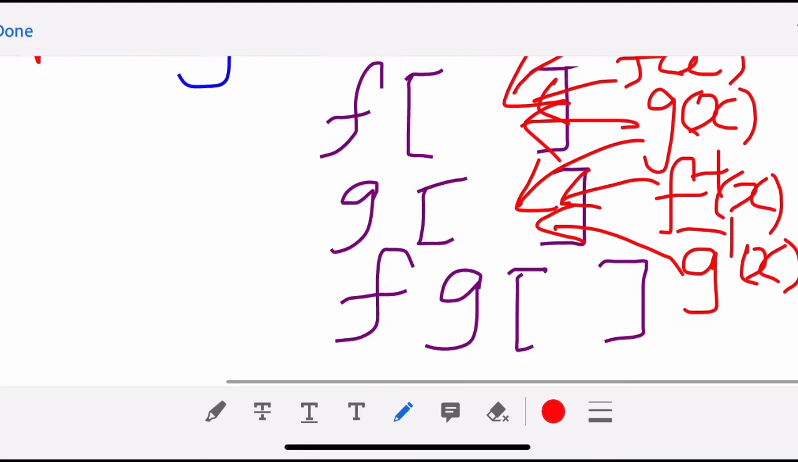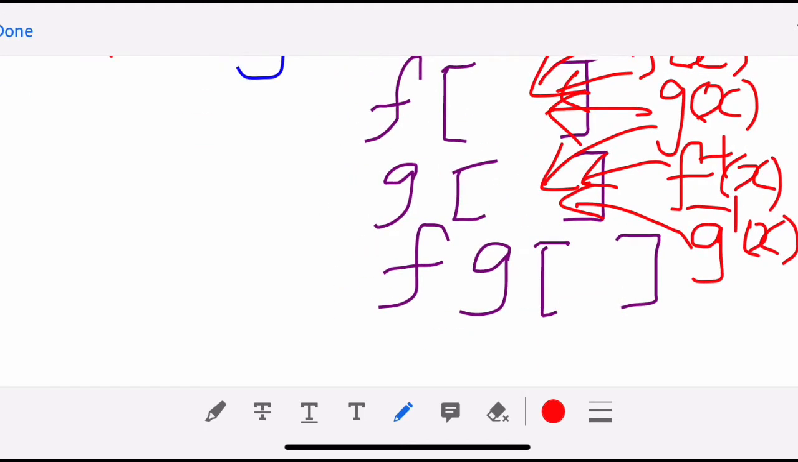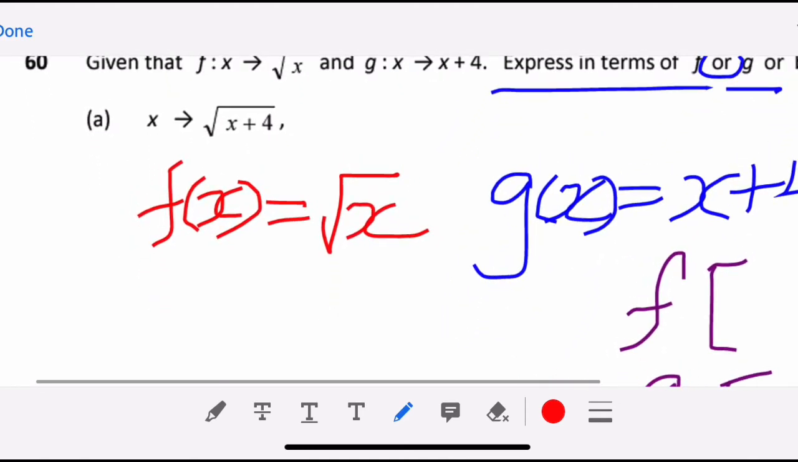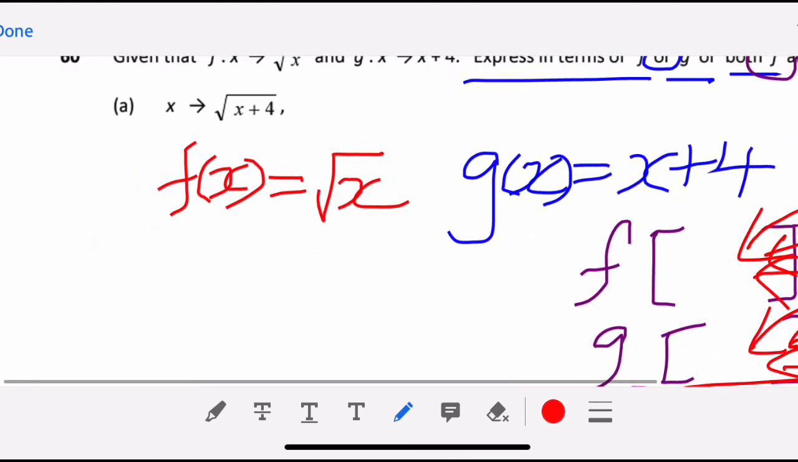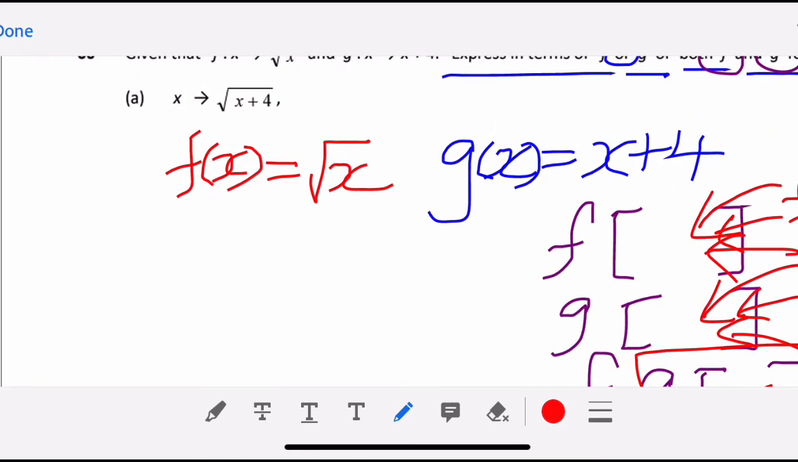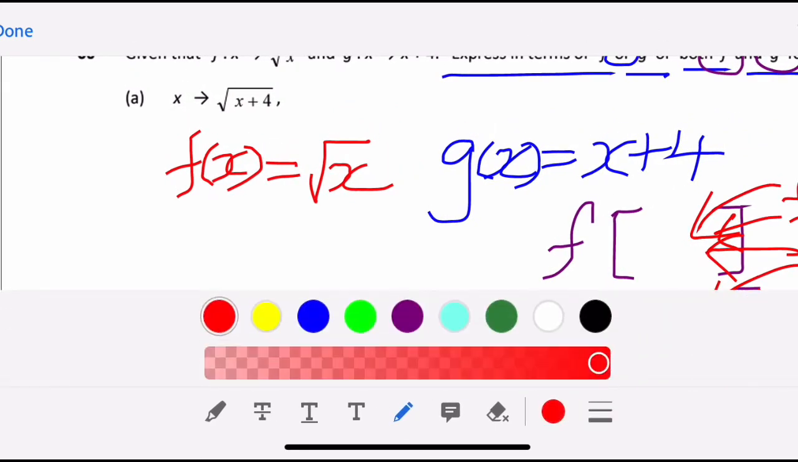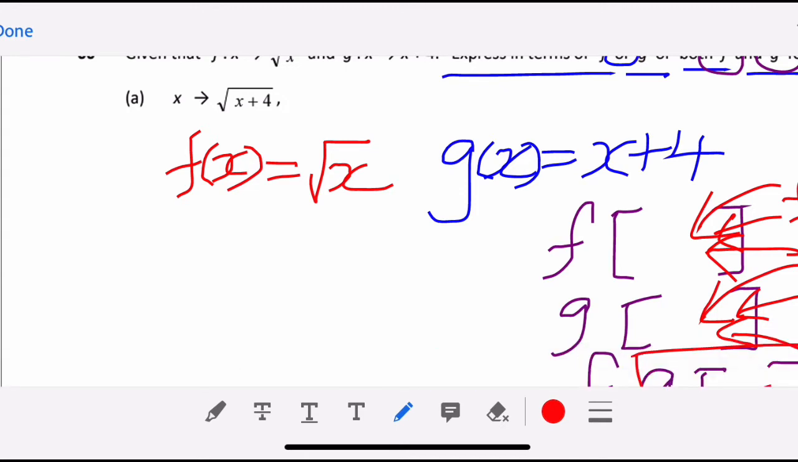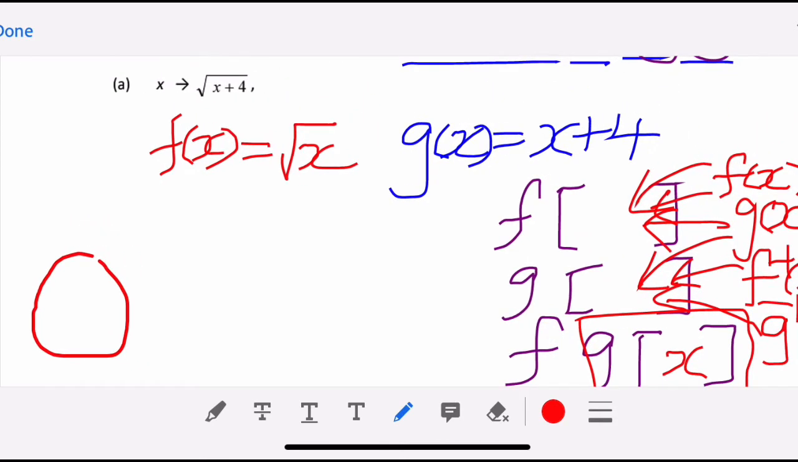So here, of course, you have to write either fg(x) or gf(x), something like that. So let's see number A. For number A, you must understand what the question wants. They give you the composite function. You have to understand that this is an object, and then this is the image.